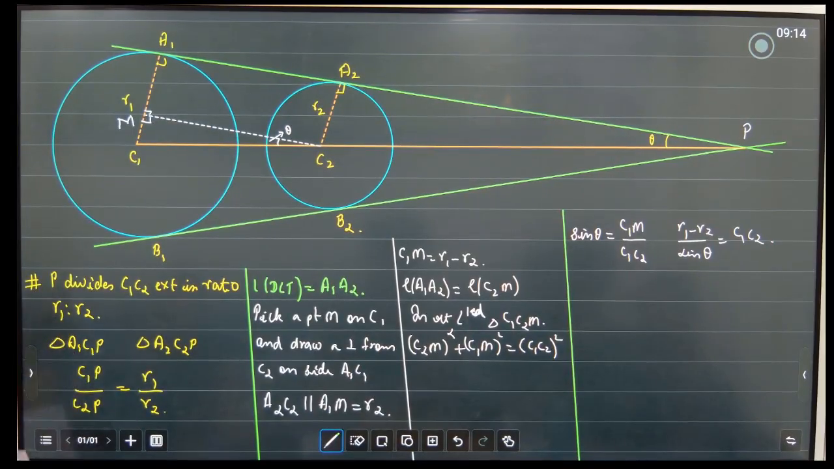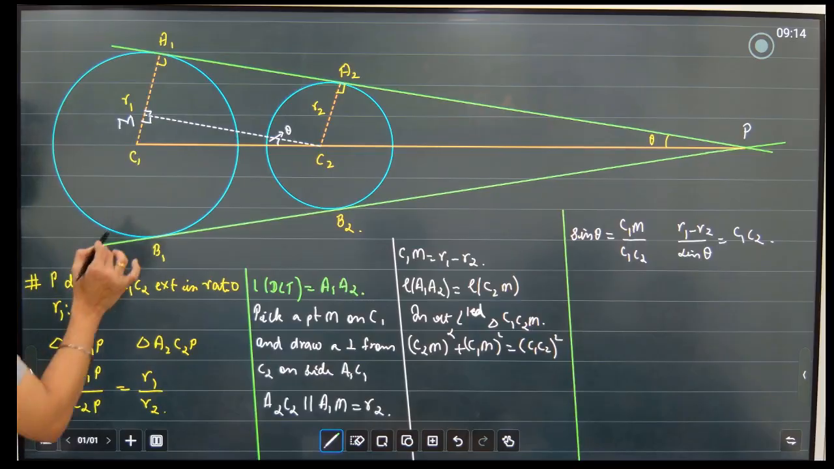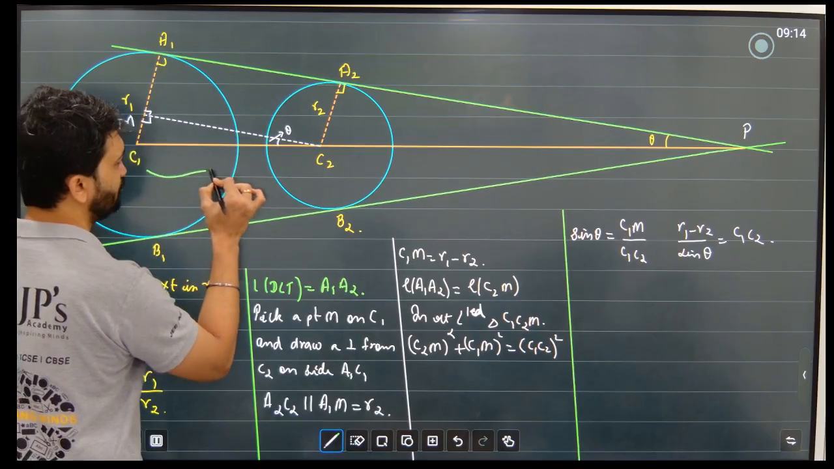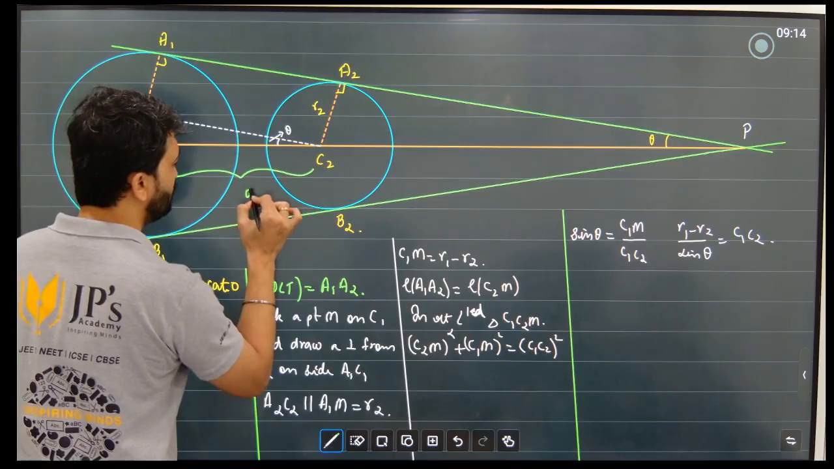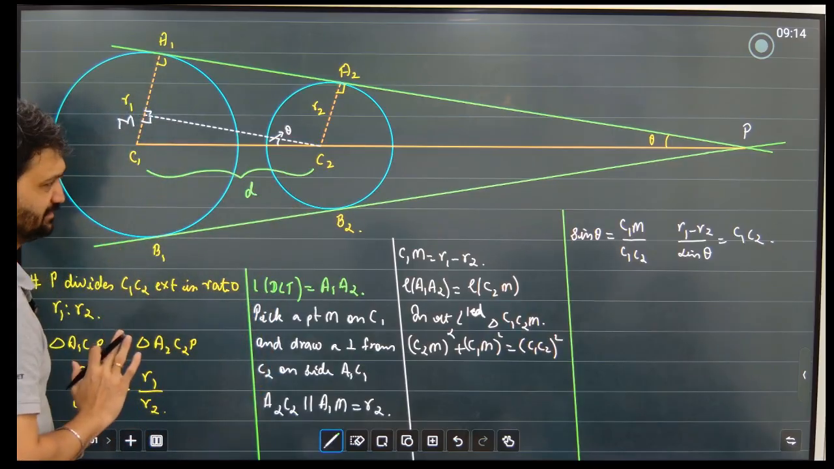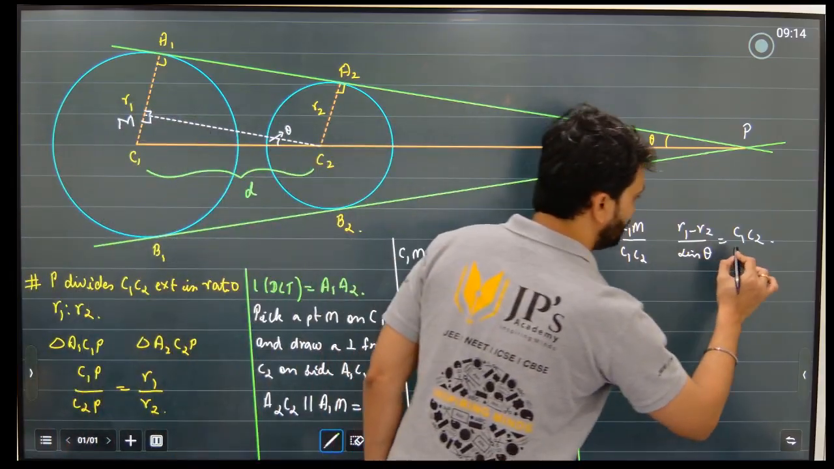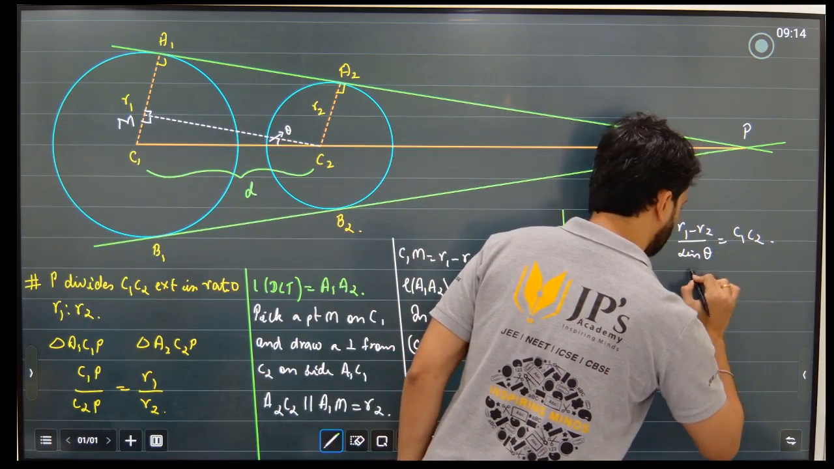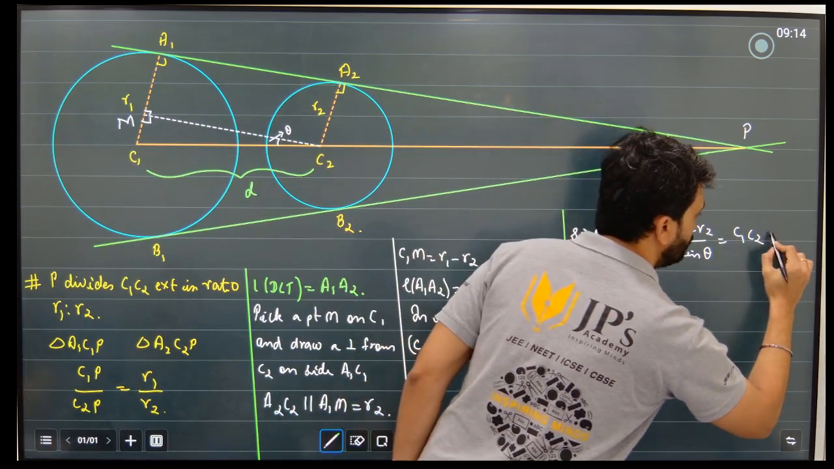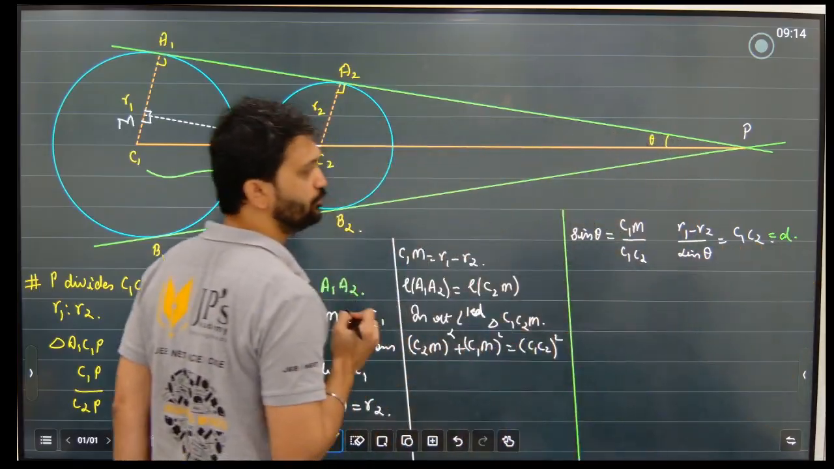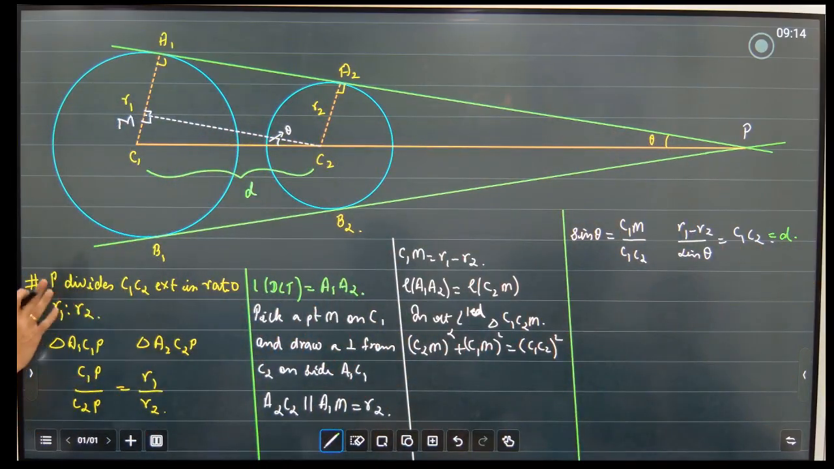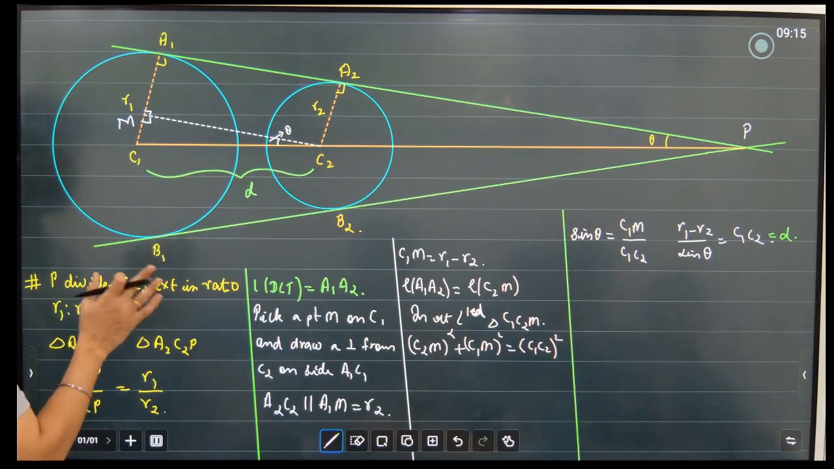Now what I'll do is, instead of always writing C1 C2, let me just take it as D directly, that this is the distance between the two centers. So I will write this as D, which is equal to D. Did you guys understand this? So now I have the C1 C2 value also.